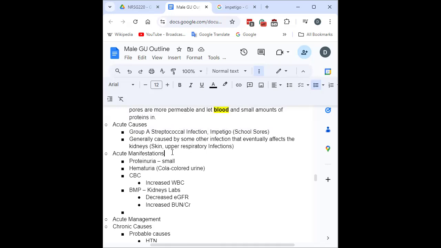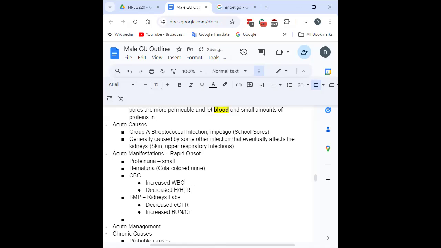But yeah, it's acute because there's a rapid onset, so keep that in mind. It's acute, there's a rapid onset. What else did you guys mention here? RBC, yeah, you could definitely see that happening. With your CBC, you'll probably see decreased H and H because it's measuring RBC.